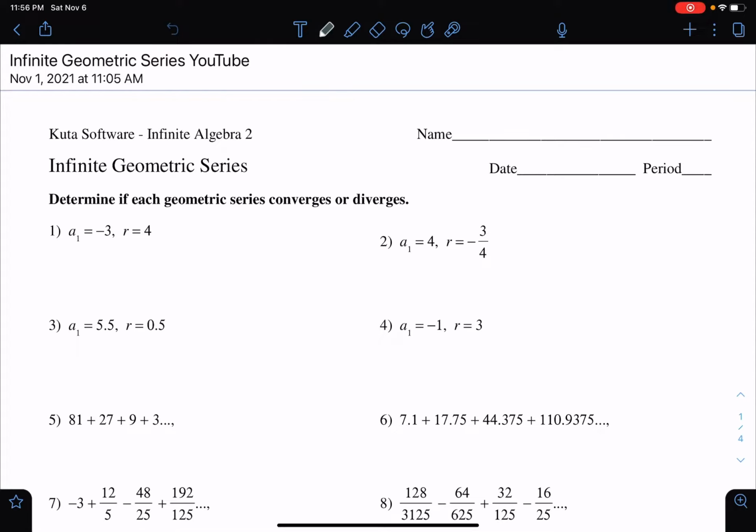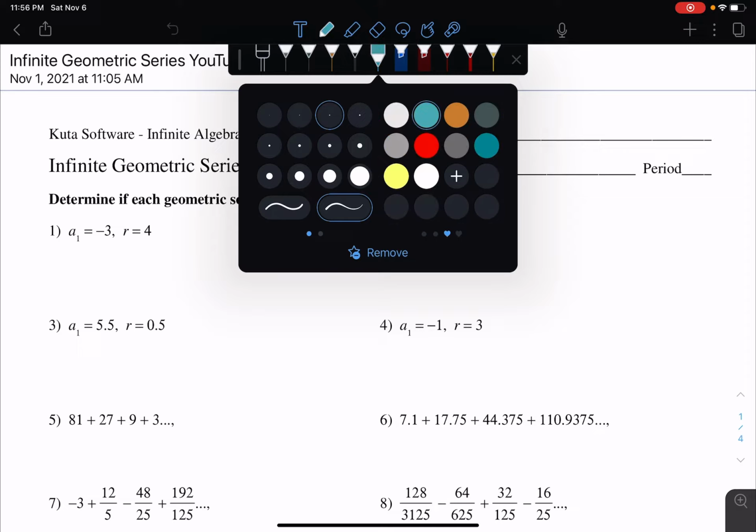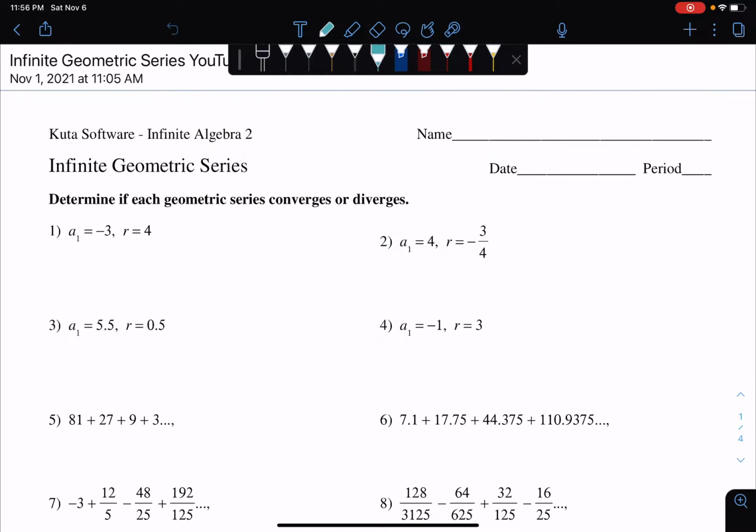In this video, we will be talking about infinite geometric series. Basically, this is going to be the last part of our sequences and series chapter for pre-calculus. Now, for infinite geometric series, the formula is the following: S is equal to a sub 1 over 1 minus r.